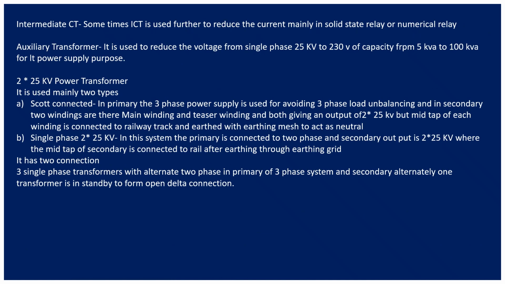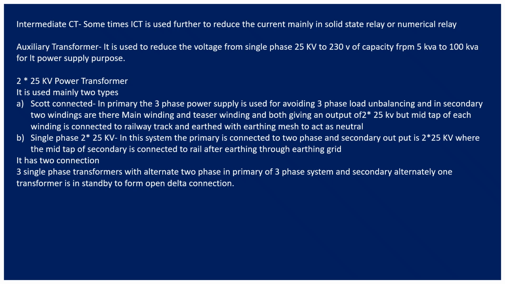Intermediate current transformer. Sometimes an ICT is used to further reduce the current, mainly in solid state relays or numerical relays. Auxiliary transformer. It is used to reduce the voltage from single phase 25 kV to 230 volts, with capacity from 5 kVA to 100 kVA, for power supply purposes.